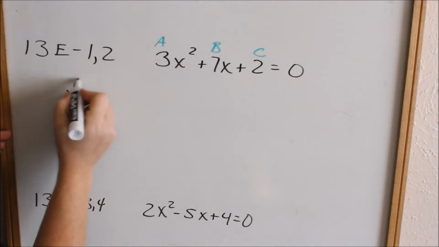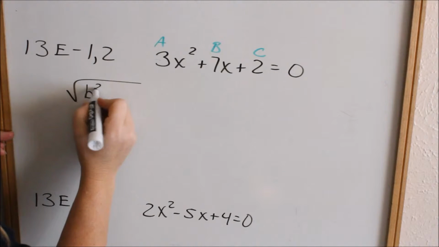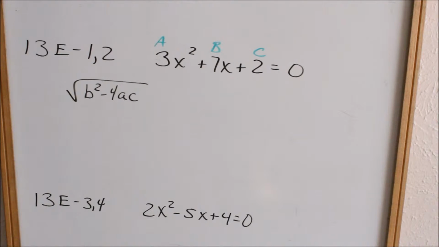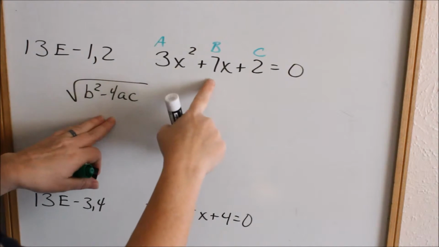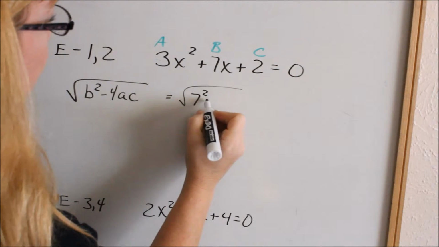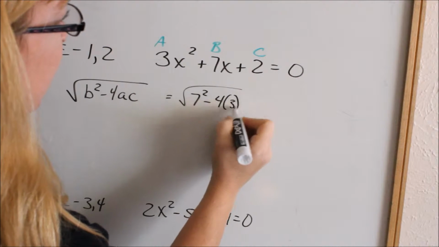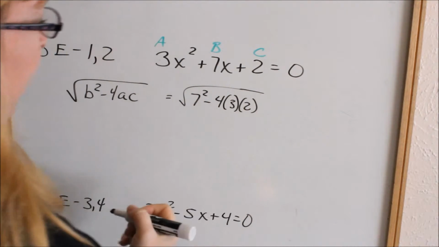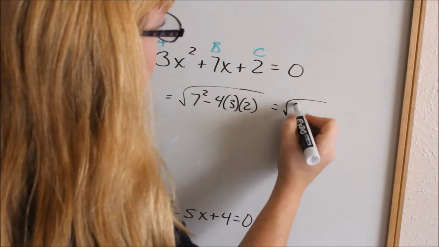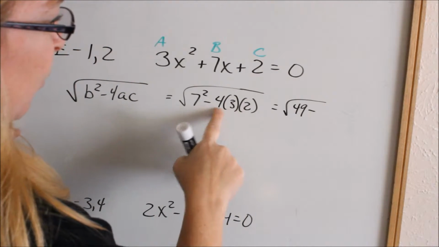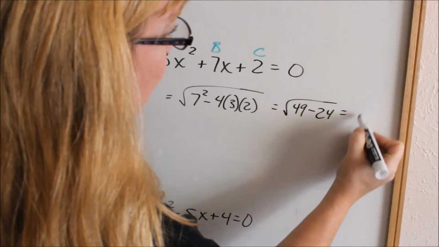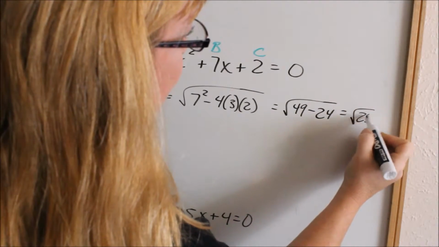The discriminant is this part of the quadratic formula. B squared minus 4AC. The square root of B squared minus 4AC. So I'm just going to plug in my numbers from here. So B is 7, so that'll be 7 squared minus 4 times 3 times positive 2. Okay, because this will tell me what kind of solutions I'm going to have. So that would be the square root of 49 minus 4 times 3 is 12, times 2 is 24. So that's going to be the square root of 25.